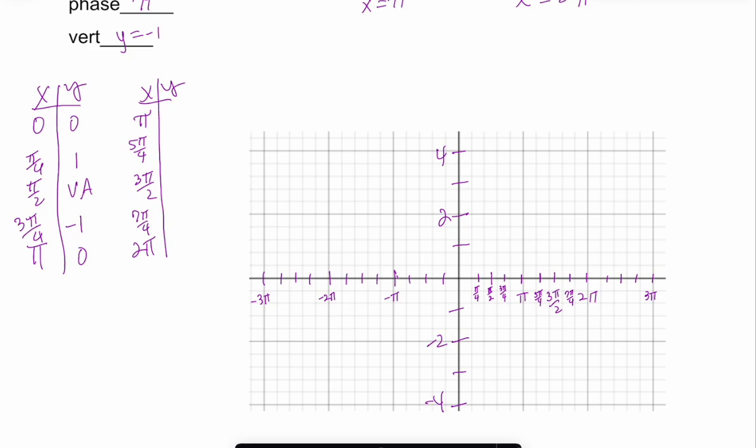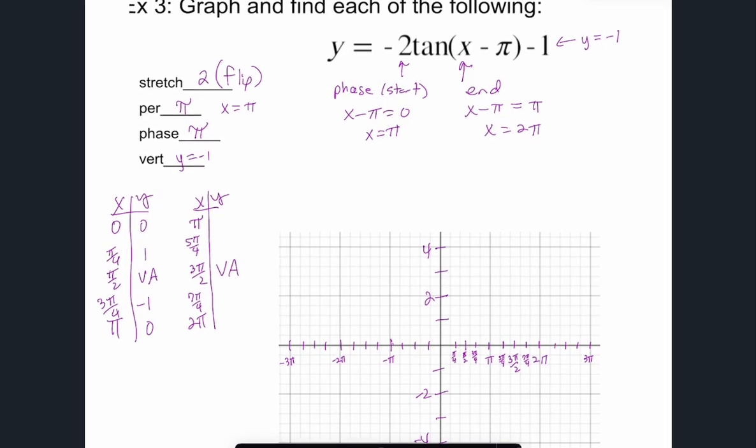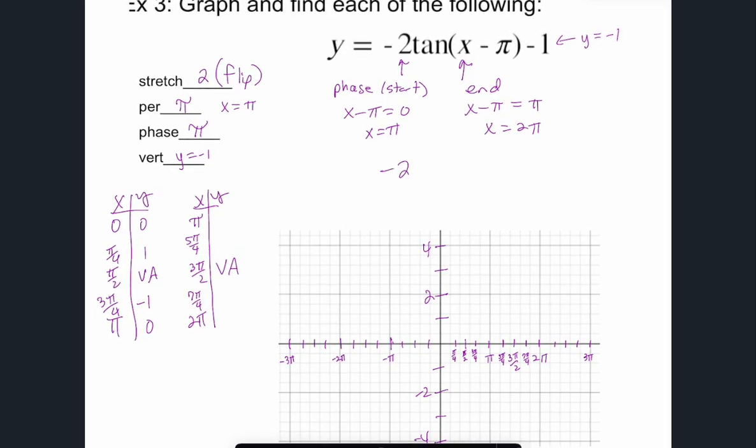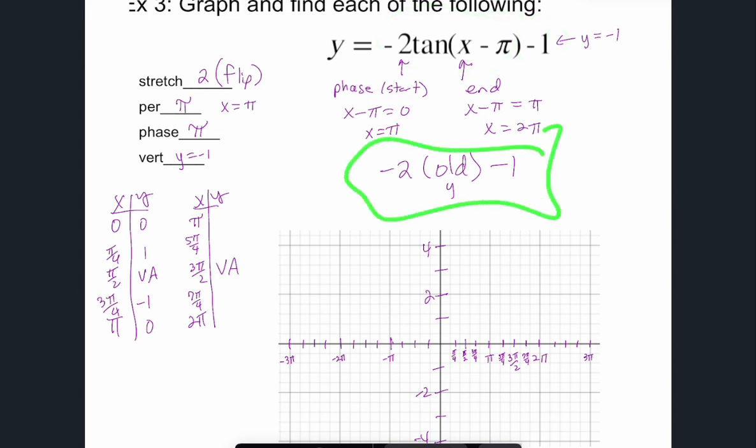You know that the third spot for a tangent is always a vertical asymptote. Now let's think about what we've got here. We have -2 times our old y values minus 1. Just follow order of operations. The first thing that touches it is the -2, and then we subtract 1.